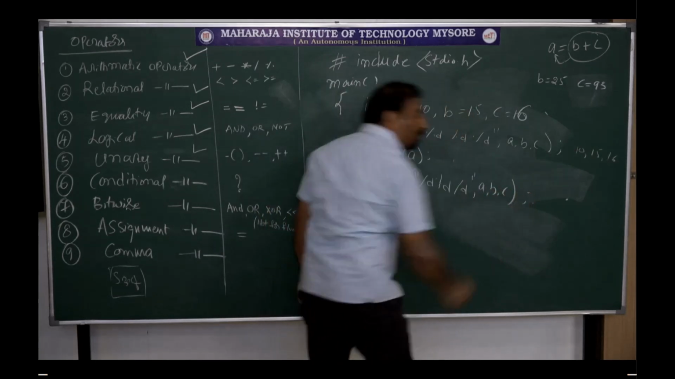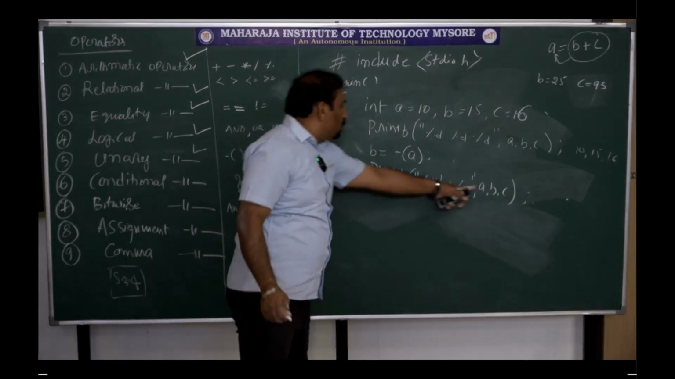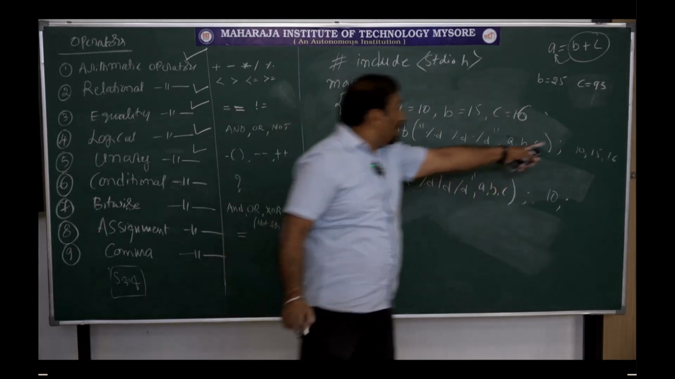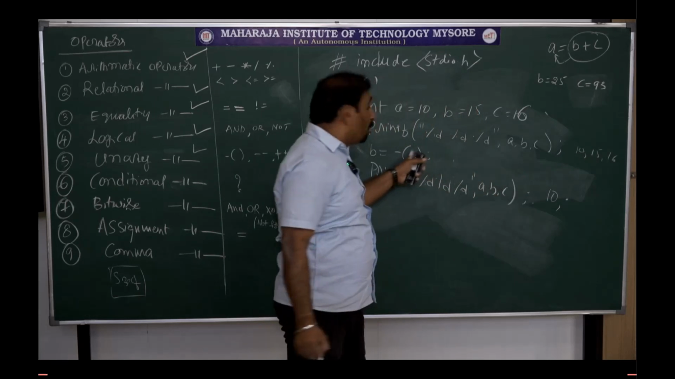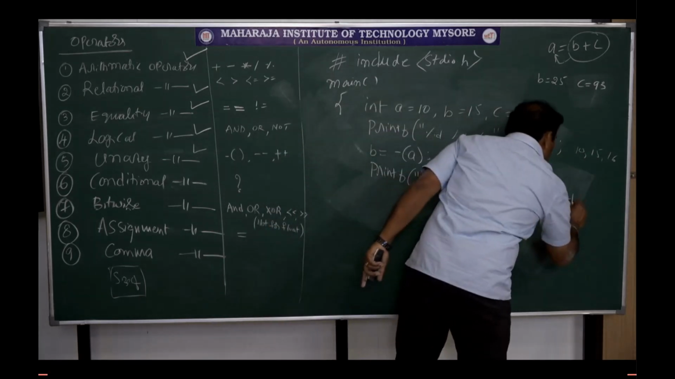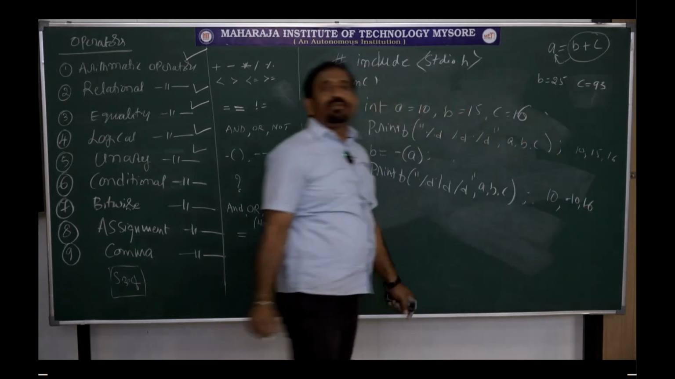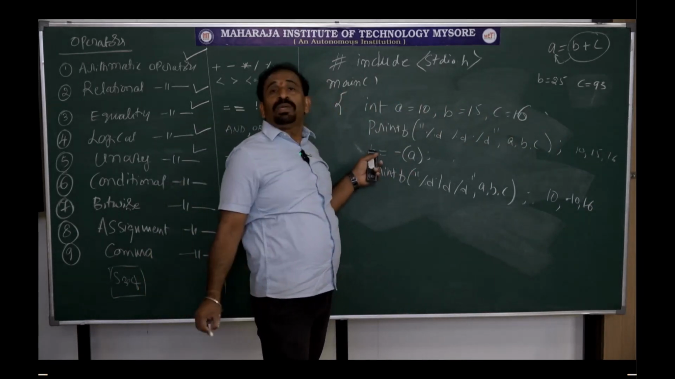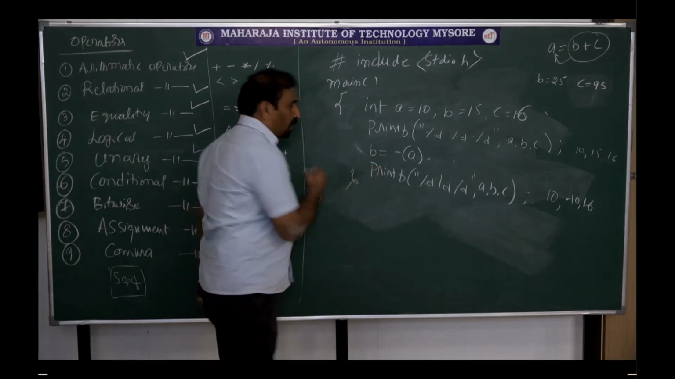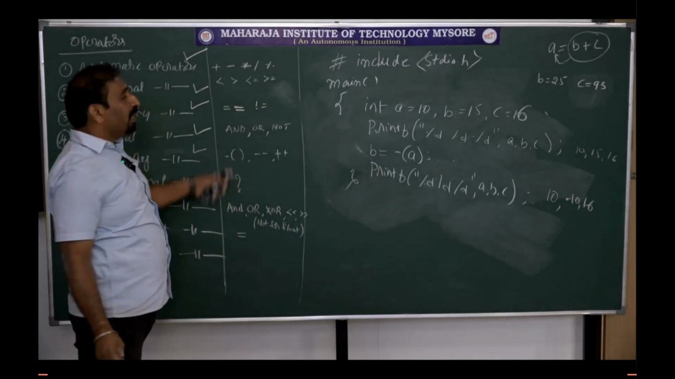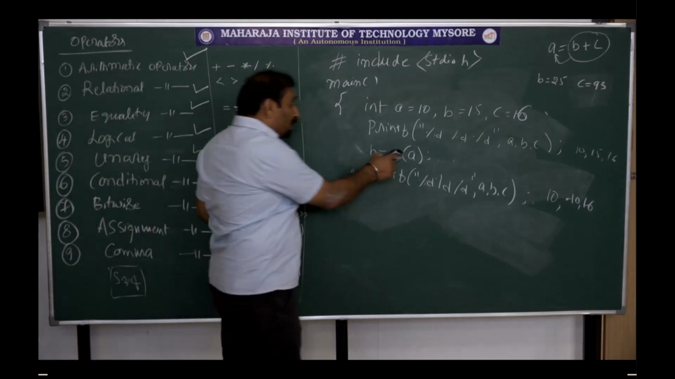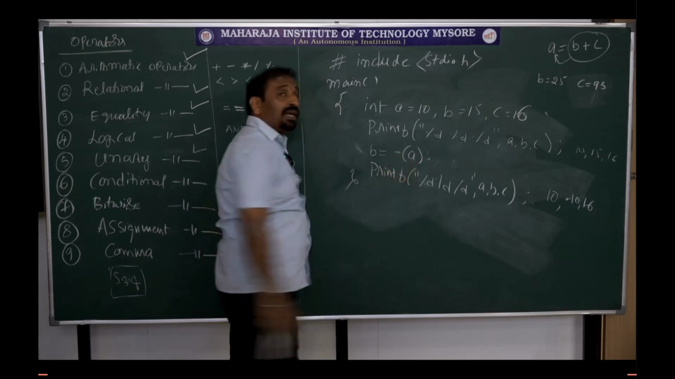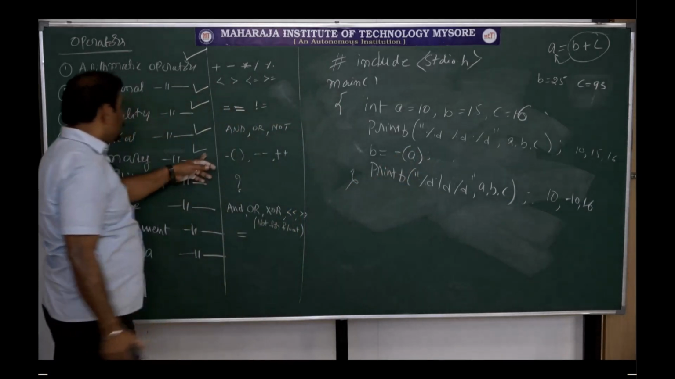So what will be printed now? First, a is 10 only. What is there in b? Now it is not 15, it is minus 10. Therefore 10, minus 10 and 16 will be printed, because the negative of a is assigned to b in this line. So this is how the unary operators work. This symbol is operated on a data, something like this.